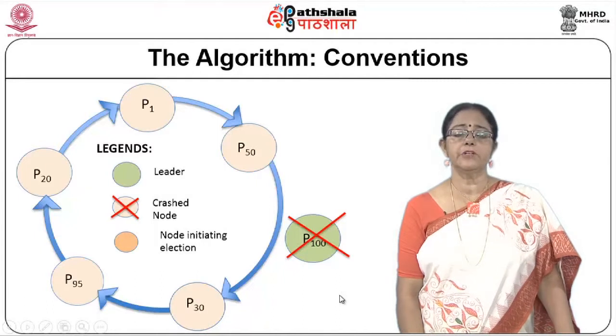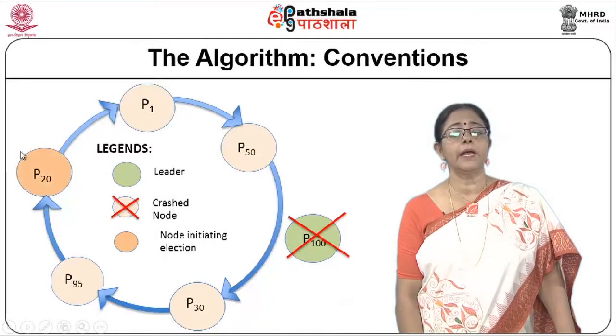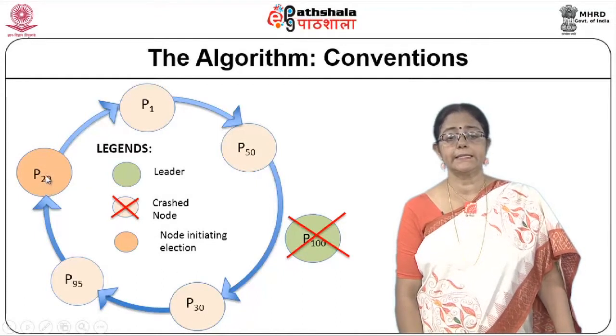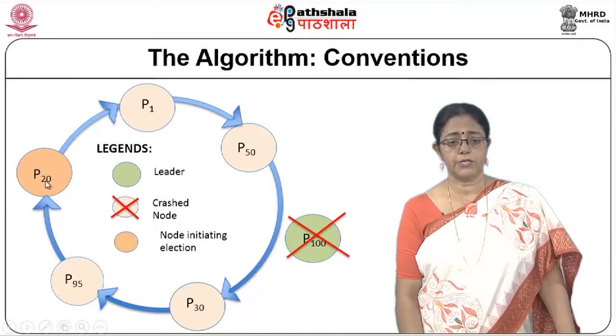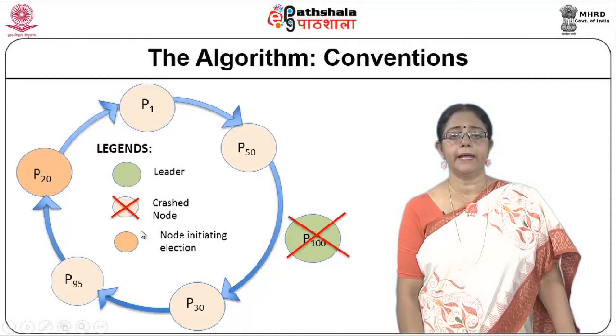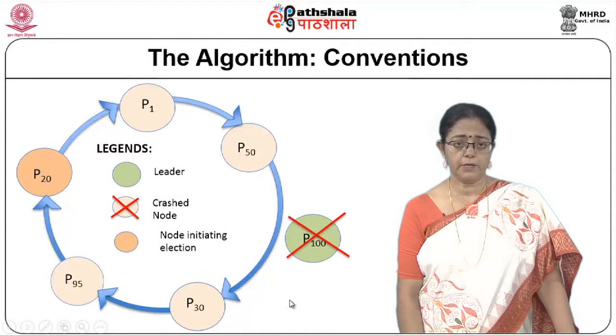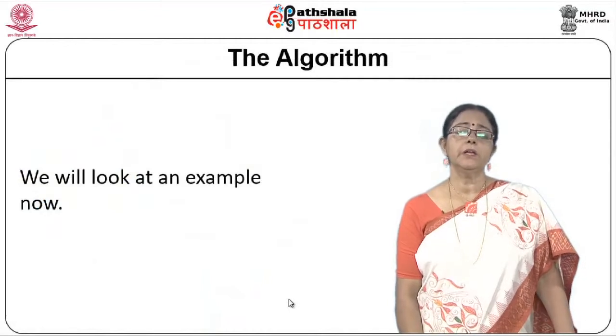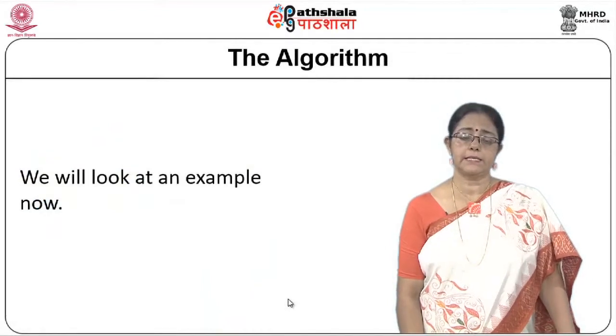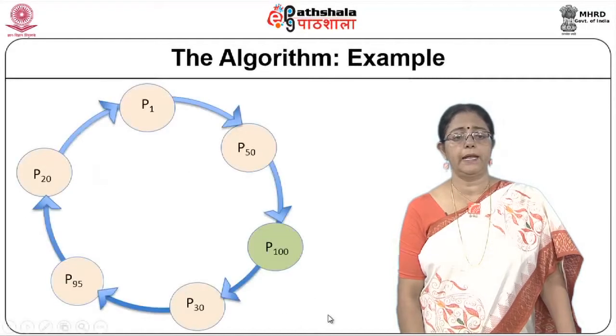With these conventions we are ready, and of course P20 is the node here which will initiate the election process. This color indicates that this is the initiator of the election algorithm. So, with this convention, now let us look at an example of the ring algorithm.